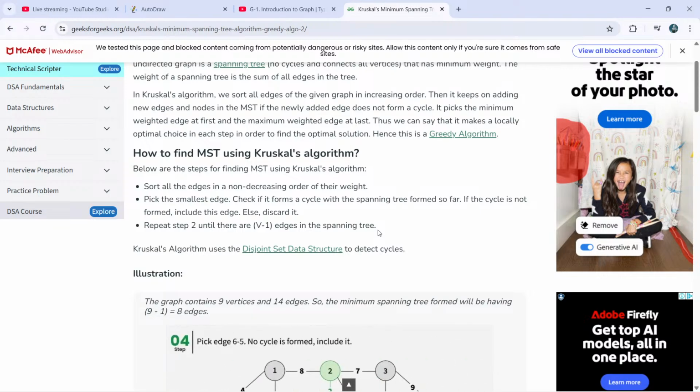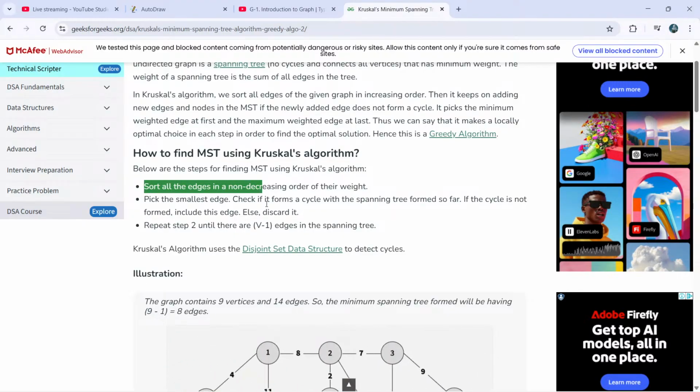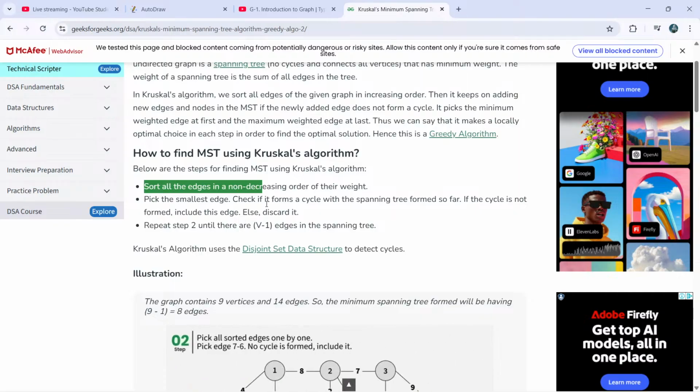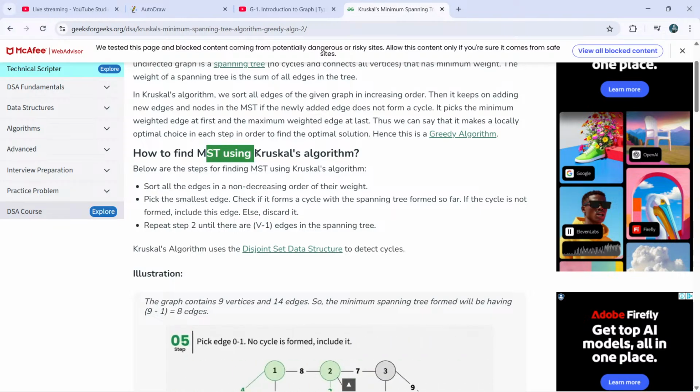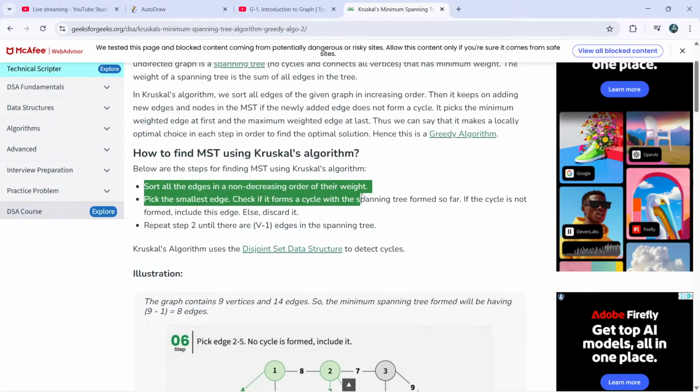How to find MST using Kruskal's algorithm? Below are the steps for finding MST using Kruskal's algorithm. Sort all the edges in non-decreasing order. Give me 2 minutes, guys.